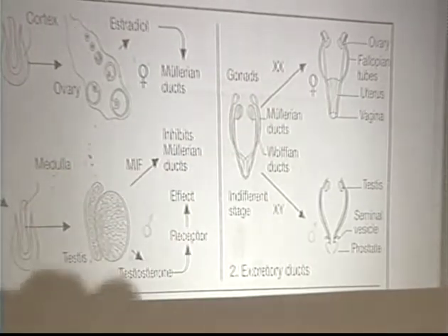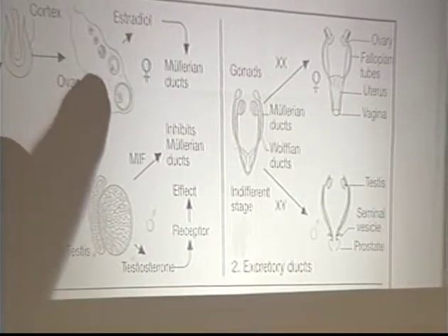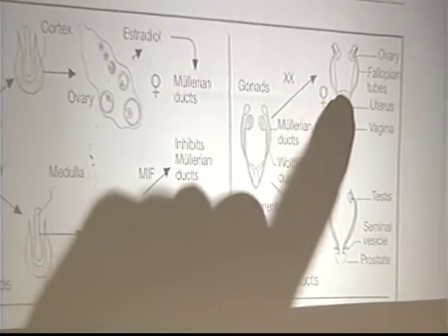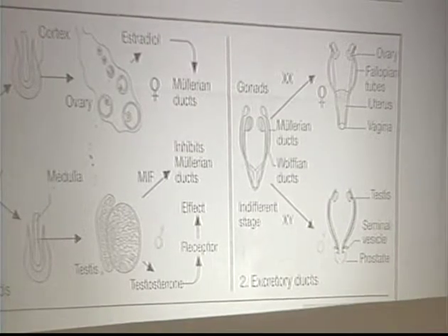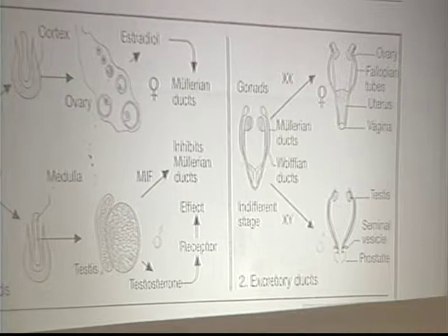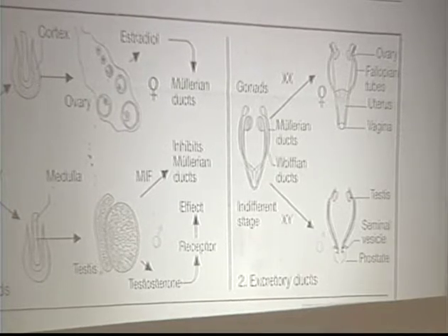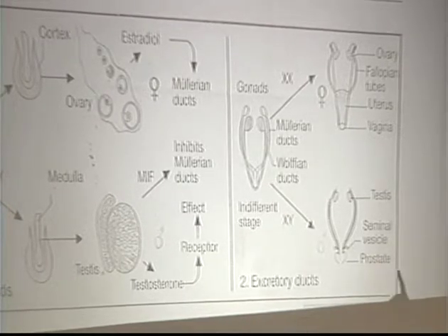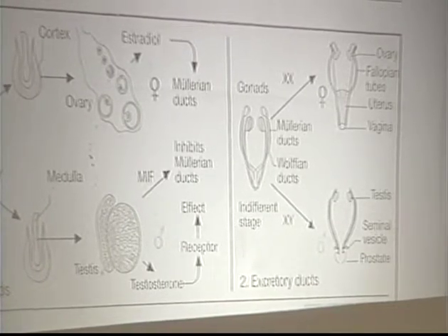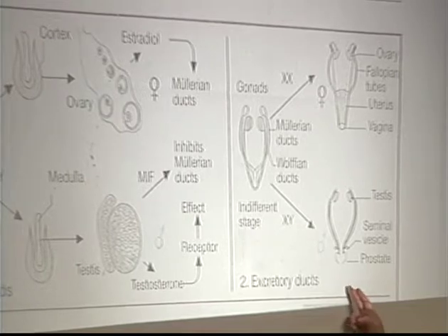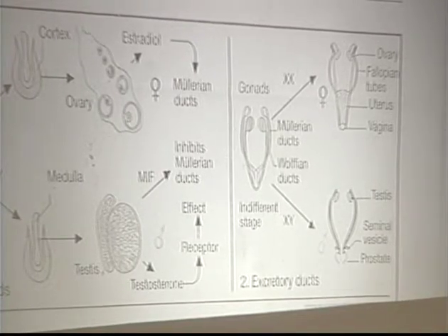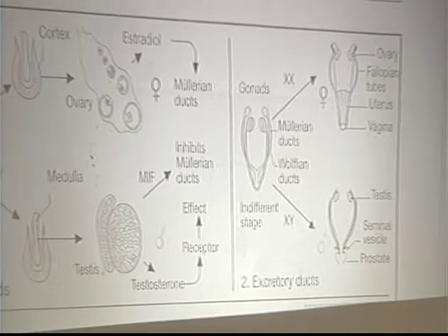ductwork. If estradiol is produced from the ovary, that's in the XX situation, then the Mullerian ducts are retained and they develop, so you get the female-specific structures, anatomy. However, if the Y is present, then you get this Mullerian inhibiting factor that shuts down the Mullerian ducts and they degenerate. In the meantime, the Wolffian ducts grow because you've got testosterone available. So you get testes, the seminal vesicle, prostate, and all the other anatomical plumbing that's necessary for the male.